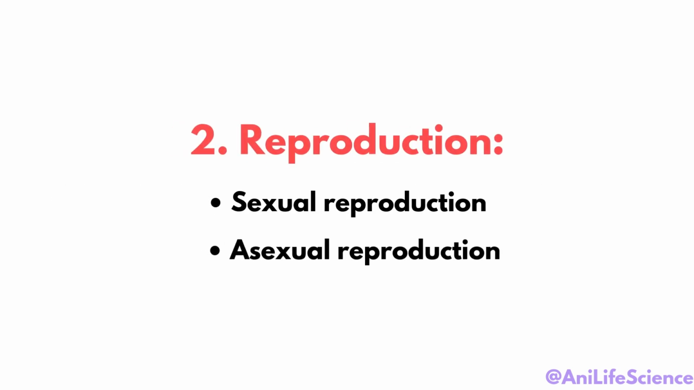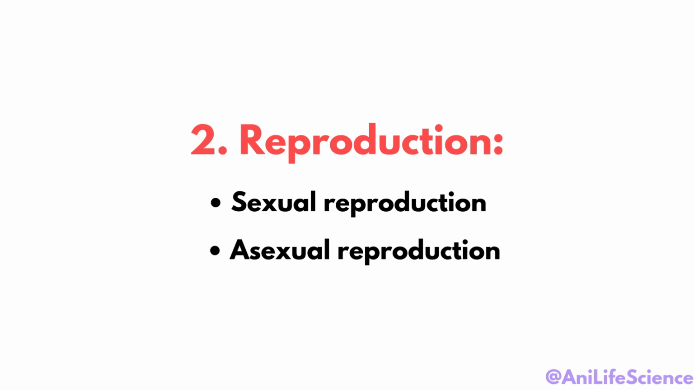Second, reproduction. Reproduction is the process by which living organisms create offspring. This can occur in two ways. First, sexual reproduction involves two parents, contributing genetic material to produce offspring. Second way is, asexual reproduction involves a single parent producing genetically identical offspring, such as in bacteria or hydra.